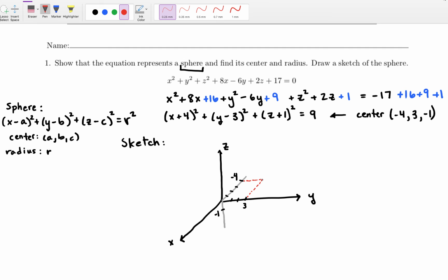And then I also noticed that since the radius is 3, that should make the sphere just tangent to that negative x axis. So I'm doing my drawing in such a way that it indicates that. And then just embellish it enough to make it look like a sphere.